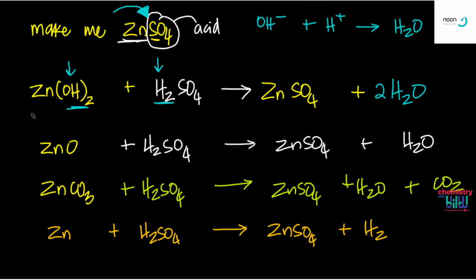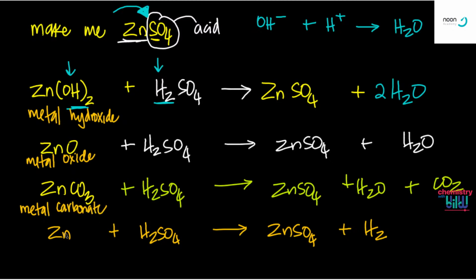Anyway, so the other way to also do it is with metal. Metal plus acid also makes a salt, but makes hydrogen gas. So metal oxide, metal hydroxide, metal carbonate, and just metal. All of these make the same salt that you need. As long as you use the same acid, you'll get the same salt. You follow?